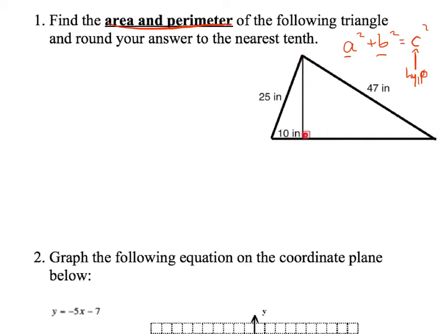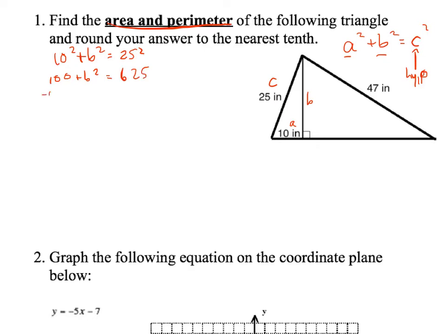In order to find this missing side, we need to use this triangle. This is one of the legs, this is the other leg, and this is the hypotenuse. So this is C, this would be either A or B, and this would be B. So we're going to make this equation 10 squared plus b squared equals 25 squared. And this can be simplified. 100 plus b squared equals 625.